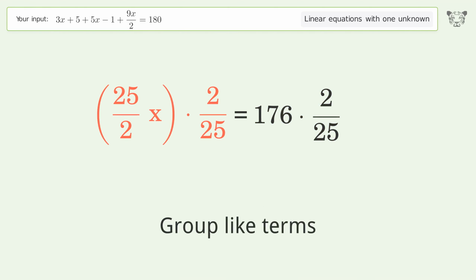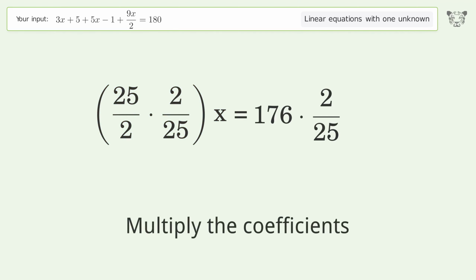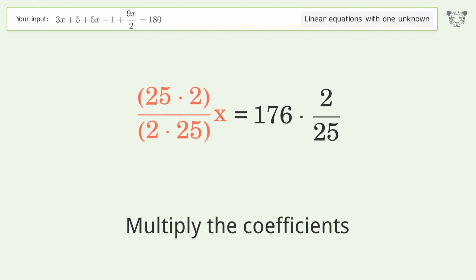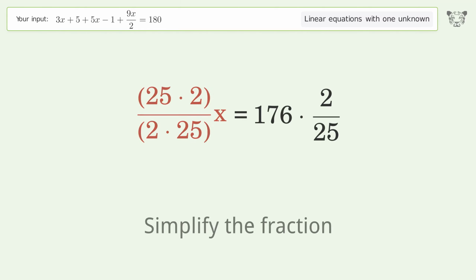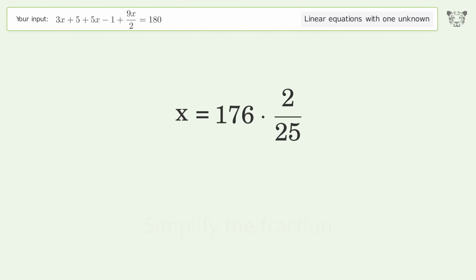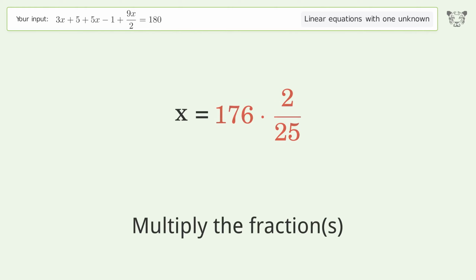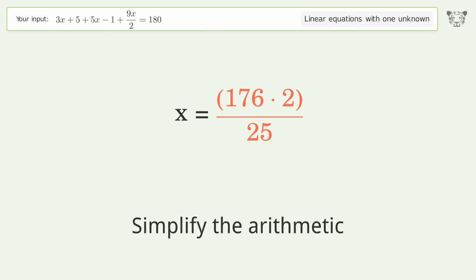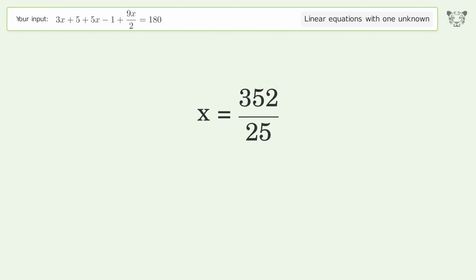Group like terms. Multiply the coefficients. Simplify the fraction. Multiply the fractions. Simplify the arithmetic. And so the final result is x equals 352/25.